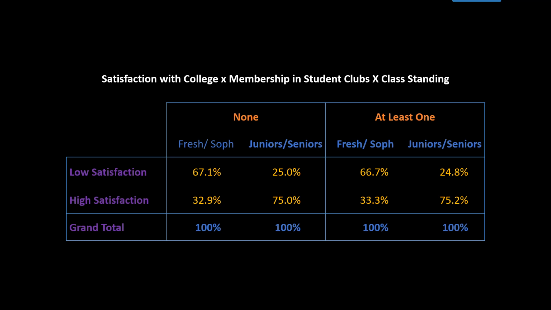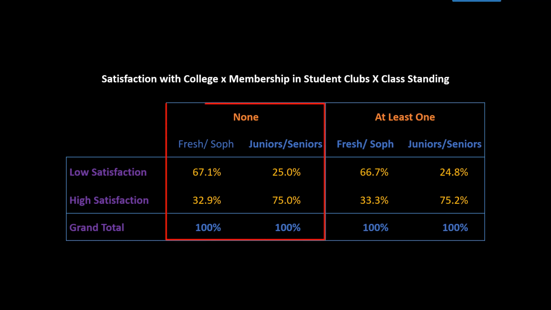In this table, all I've done is switch the club membership and class standing variables around in the columns. We now have two partial tables that hold club membership constant, and the numbers are the same as in the last slide. This table just makes interpreting a little bit easier. From this table, it is very clear that regardless of club membership, what really drives satisfaction is class standing.